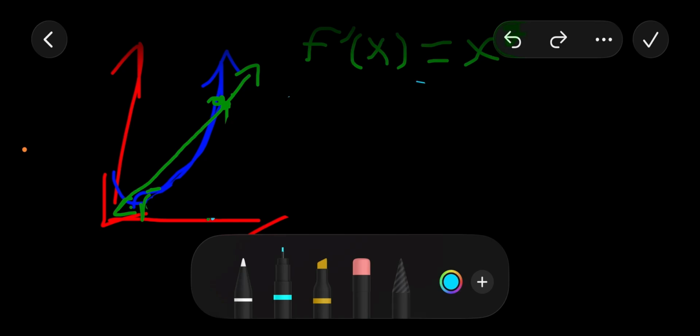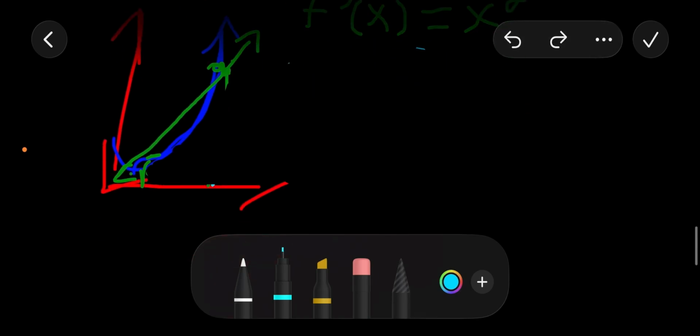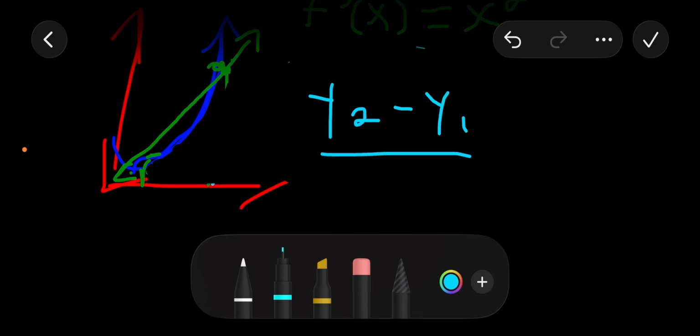Now, let's try an example with the derivative by first principle to prove the derivative of x squared equals 2x. So, you know the secant formula, right? It's y2 minus y1 divided by x2 minus x1.